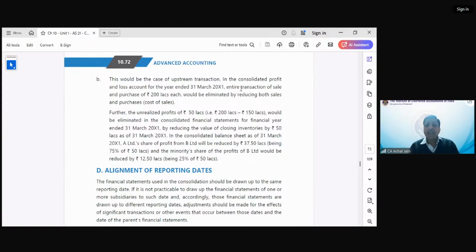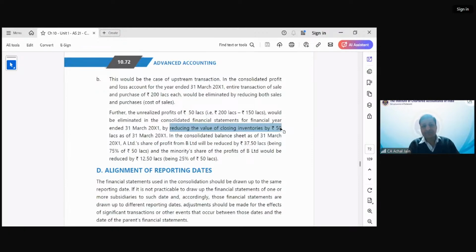So now, in the given situation, what will you do? You will eliminate your sales and purchases. So that is going to be your first adjustment. Now, what is going to be the second adjustment? Of course, this 50 lakhs. So how will you eliminate this? Very clearly, at one place, you'll reduce the value of inventory. The value of inventory has to be reduced in both the cases, whether it is upward or downward.